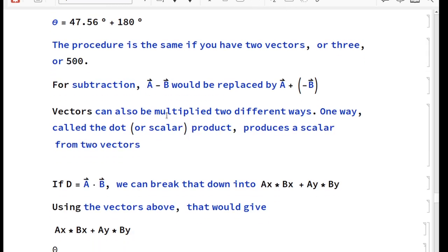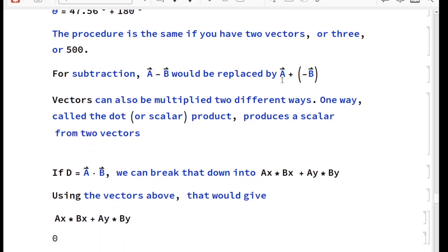If we need to subtract vectors, a minus b is the same thing as a plus negative b. So in other words, get the components of b and multiply them each by minus 1, and then just add it to a.